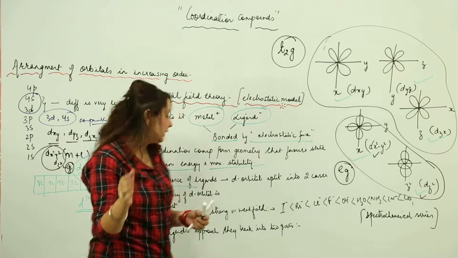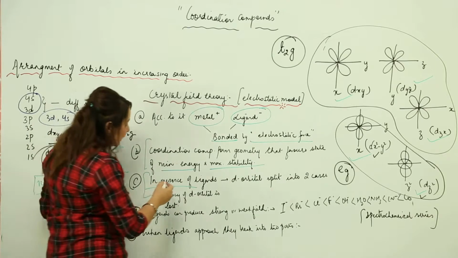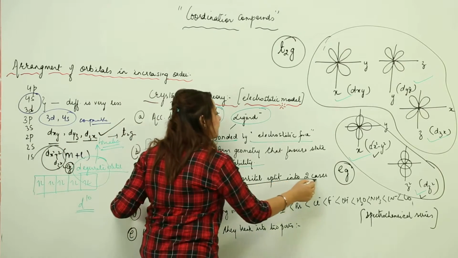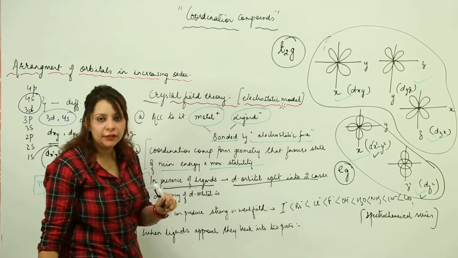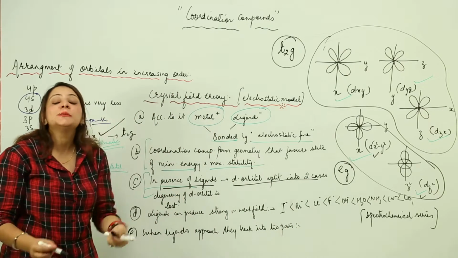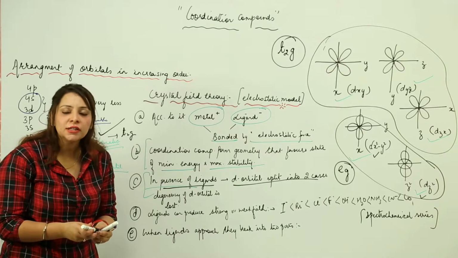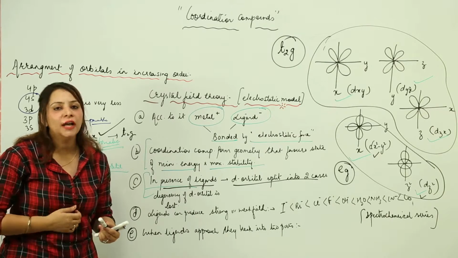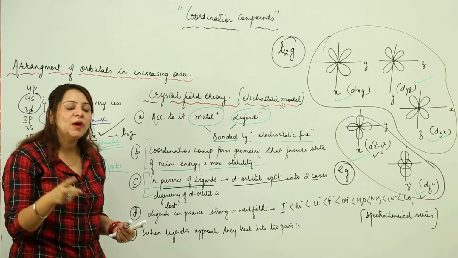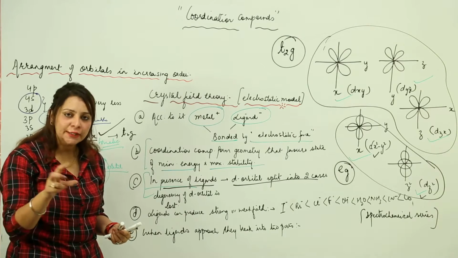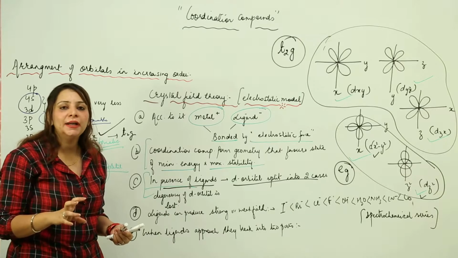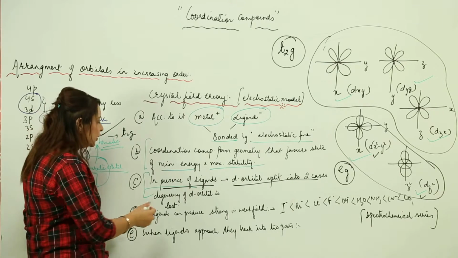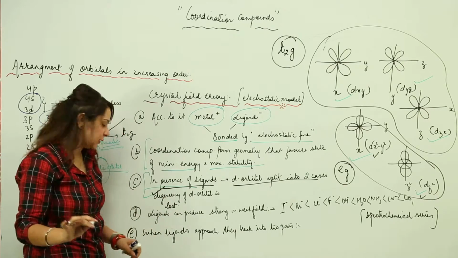Now just look at the third point. It states that in presence of ligands, d orbitals split into 2 cases. Now I think it's clear why they split. They split because their degeneracy gets lost, and they get split into 2 cases depending upon their energies. As I told you, dxy, dyz and dzx possess T2g energy, and dx square minus y square and dz square possess energy equal to Eg. So that means degeneracy is lost.